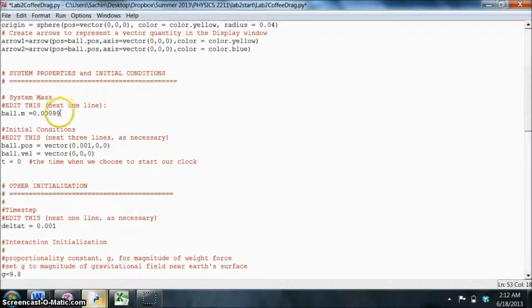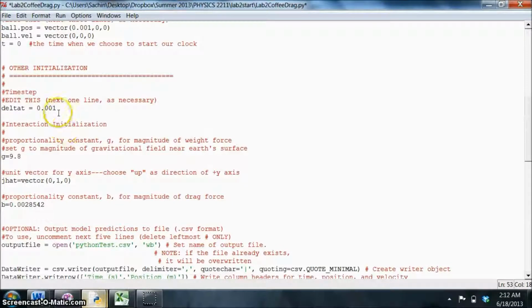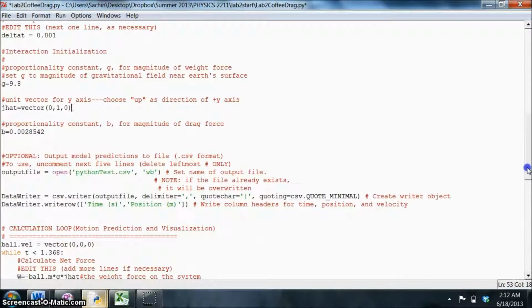I plugged in the mass. It was approximately 1 gram, so in kilograms, it was 0.00099 kilograms. We got the initial position from Tracker. The initial velocity was 0 because the object was at rest in my hands. I set the delta t to be much less than the time step. G is equal to 9.8, which is the gravitational acceleration. J hat is the direction that the object is going to fall in and go in.